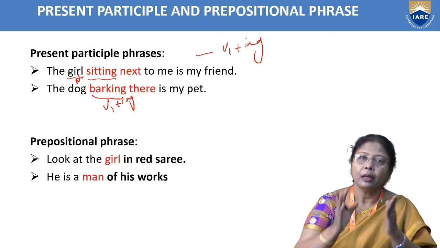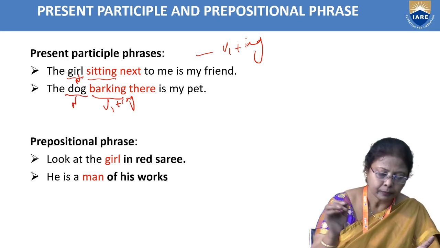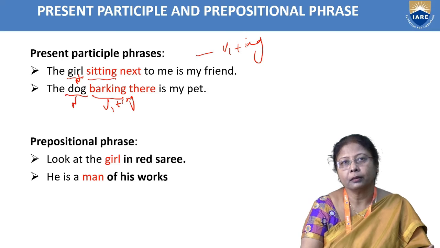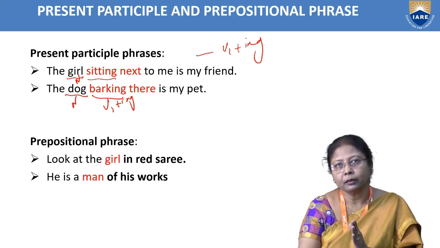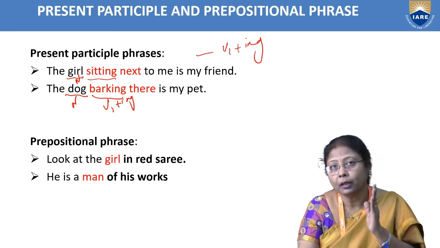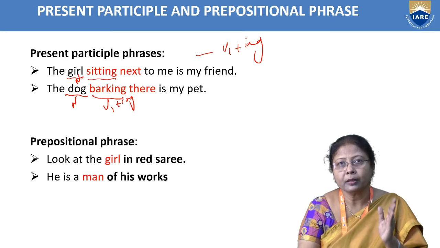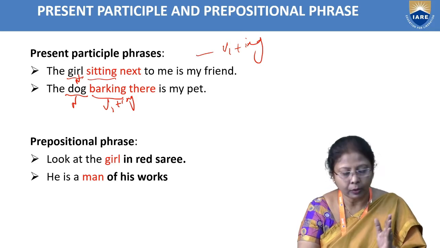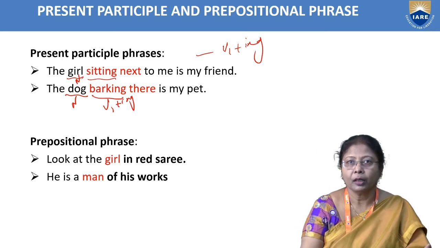Where is it located? After the noun. What is the noun here? Dog. So always a post-modifier will be placed after the noun. Here, the post-modifier in the form of a present participle phrase is located after the noun dog. Clear?